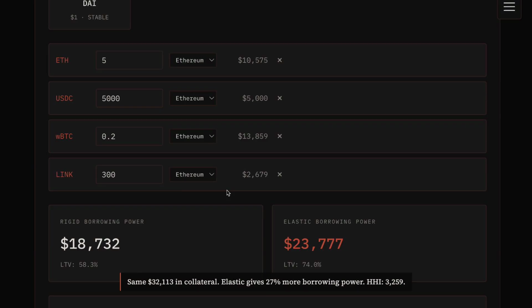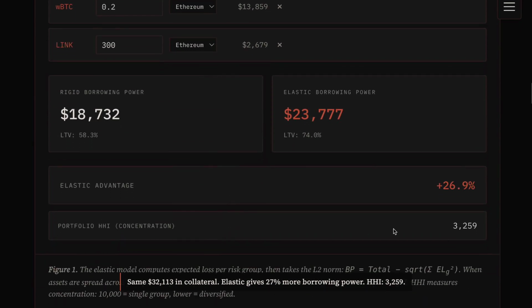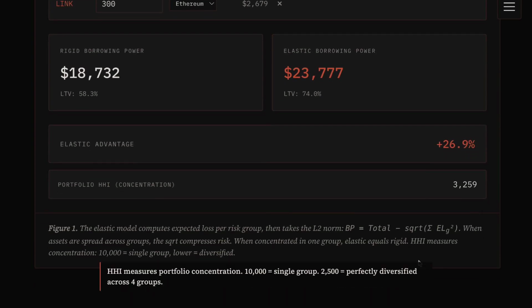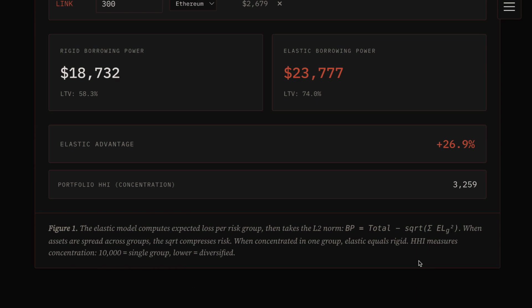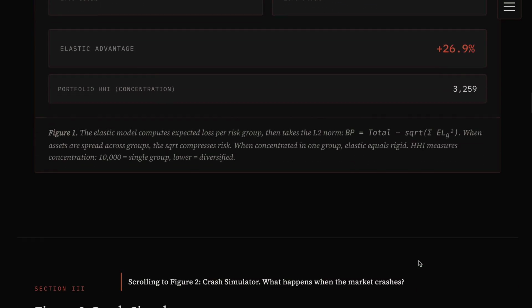The HHI concentration, the Herfindahl-Hirschman index, is at 3,259, which means this is well diversified. The HHI measures concentration with a tier system. The maximum is 10,000, which means a single group. The lower the number is, the more diversified the portfolio is. Okay, as you can see.